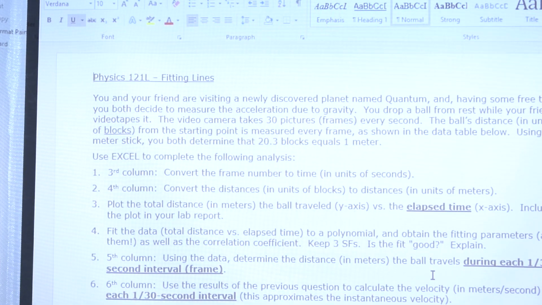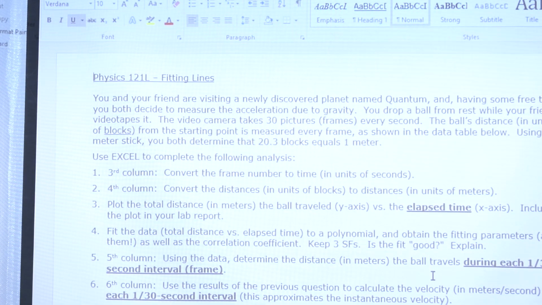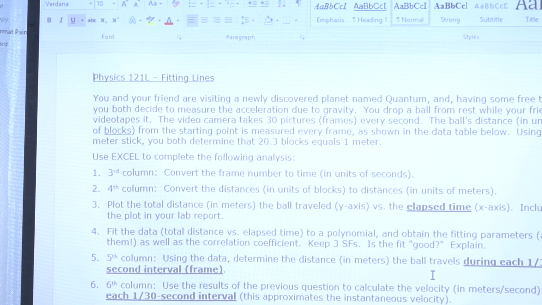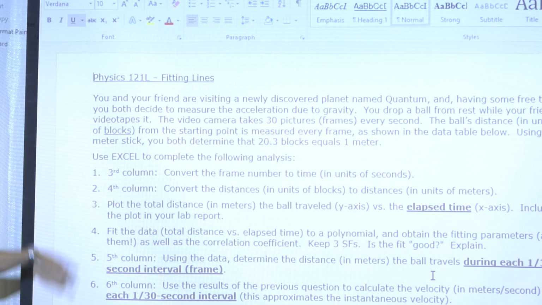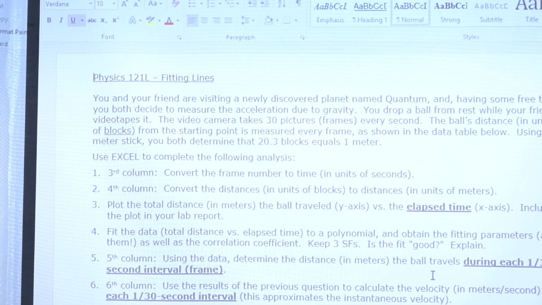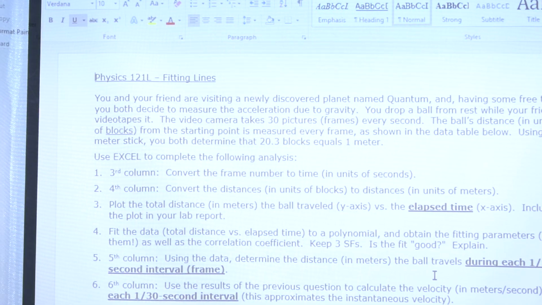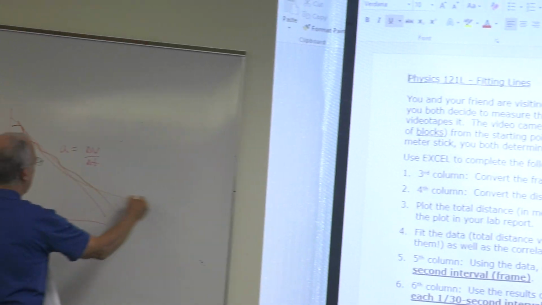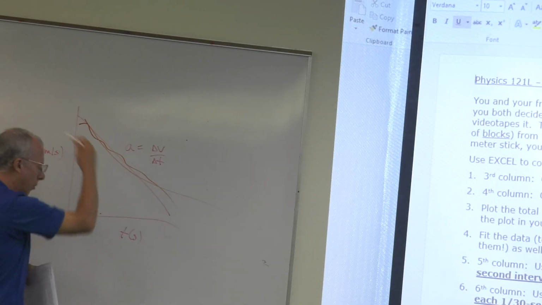And just don't forget, you have to get a straight line, because the acceleration due to gravity on this planet is constant, just like the Earth. And so a lot of questions, and you know what the answer is going to look like. So if you get something crazy, like, I don't know, like this or this, it's wrong. You should get a straight line.